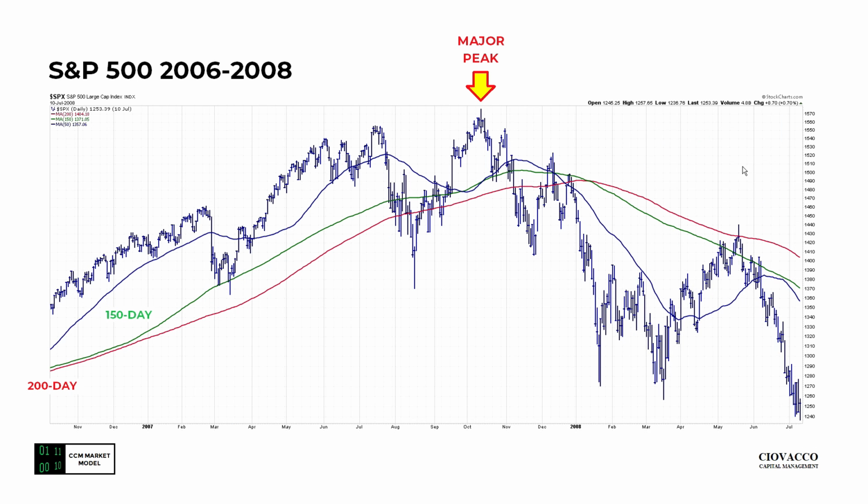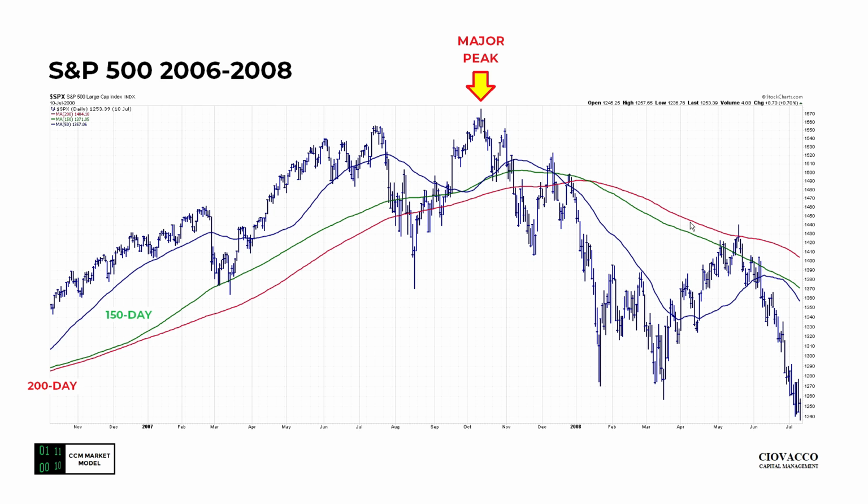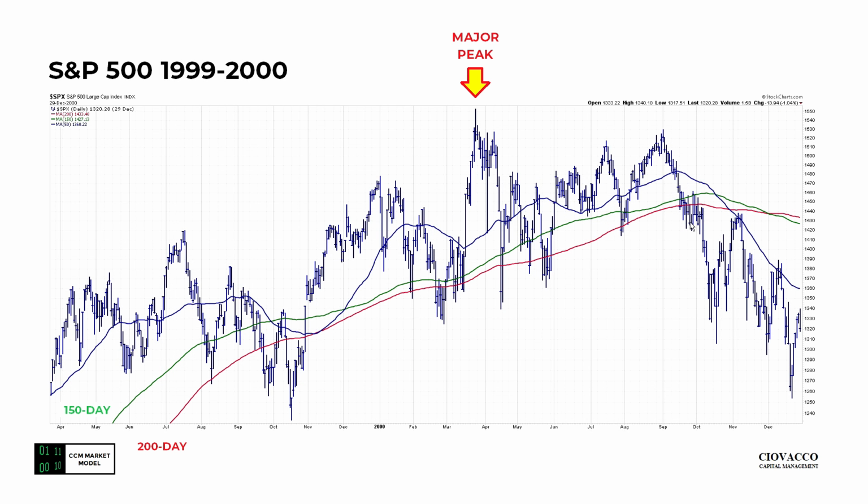Contrast that with the fact that we're touching the 150-day back here, touching the 200-day here numerous times before the major peak, and then soon thereafter. Present day really doesn't look anything like that. What does that tell us? It tells us the present day trend is still quite a bit stronger than this period here, and we can make the same argument relative to the peaking process in 1999-2000.